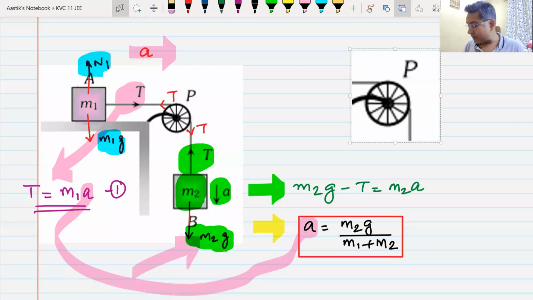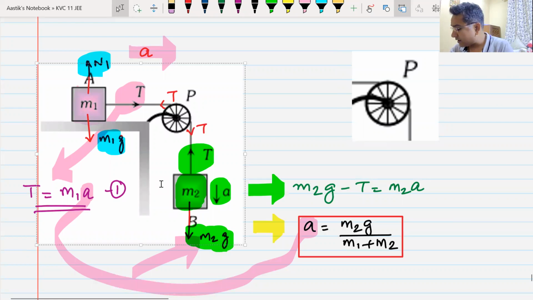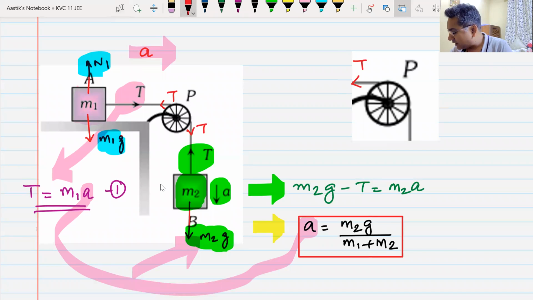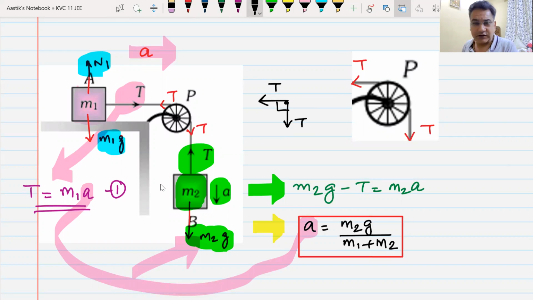We have already calculated tension of the pulley, yes or no? And I'm showing you this big diagram of pulley. Everyone knows the value of this tension and the value of this tension, yes or no? Now if I draw pulley as a dot, it has two forces acting on it, T on this side and T on the downward side. The angle between these forces is 90 degrees. So I can find the force on the pulley.